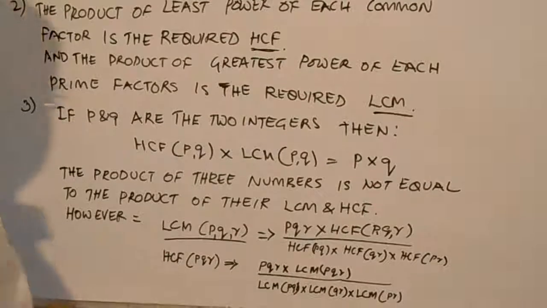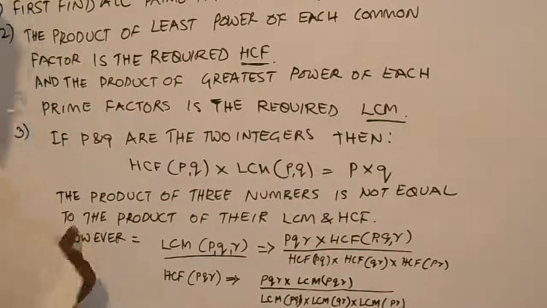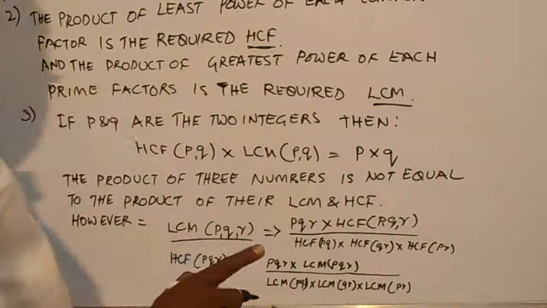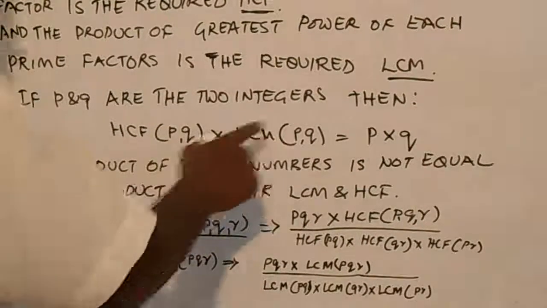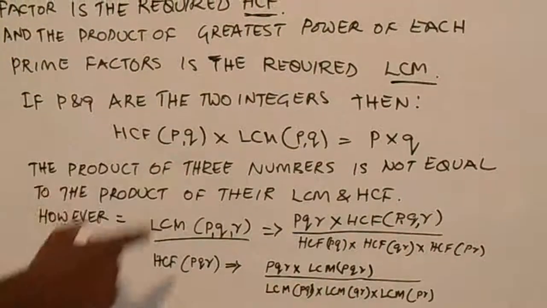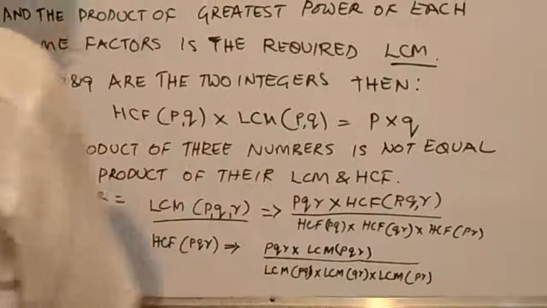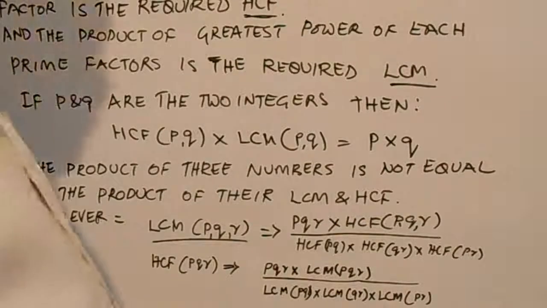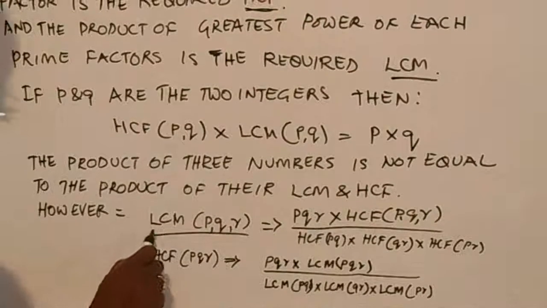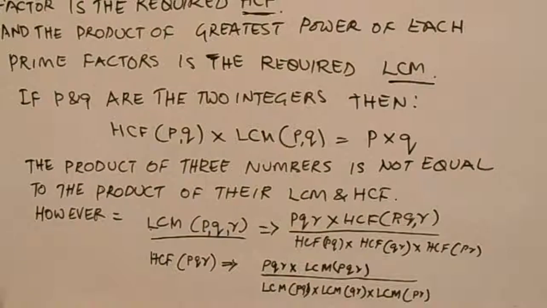In the case of three numbers, the product of the three numbers is not equal to the product of their LCM and HCF. Only in the case of two given numbers is the product of their HCF and LCM equal to the product of the two numbers. But in the case of three numbers, the product of the three numbers is not equal to the product of their LCM and HCF. However, we can frame a statement here for the LCM of p, q, r, where p, q, r are three integers.